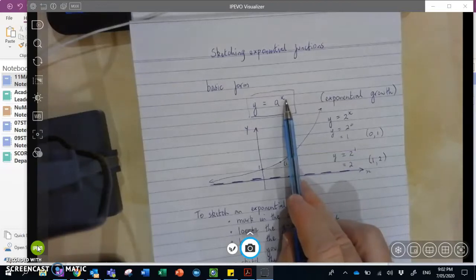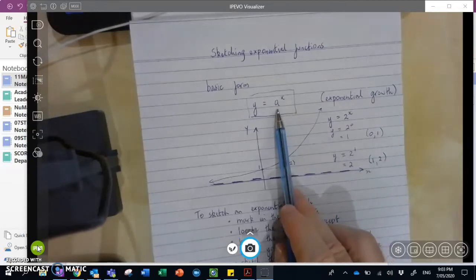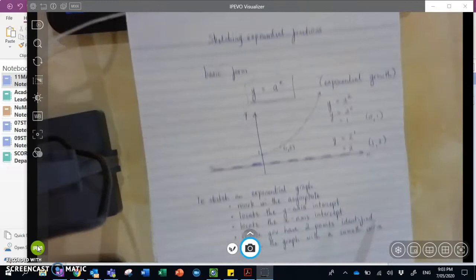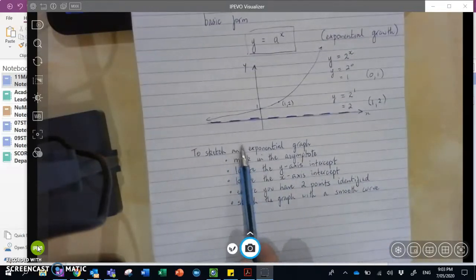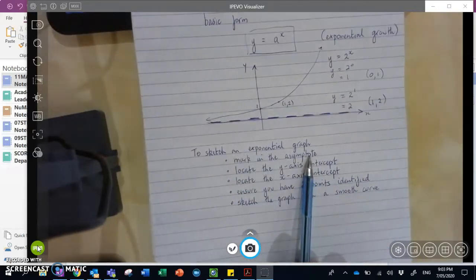Note here that the independent variable, the x value, is actually listed as the exponent or part of the exponent or index of our equation. A constitutes the base and typically takes the value of some number. There's a few important points that you need to locate when you sketch these graphs. The first is the asymptote.